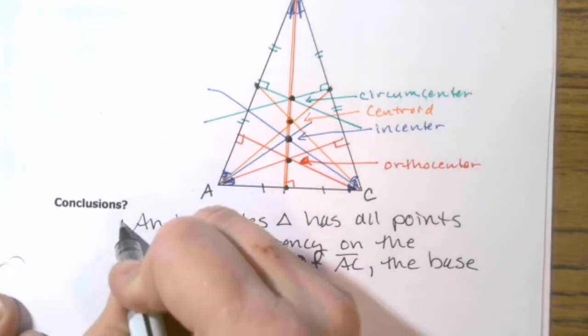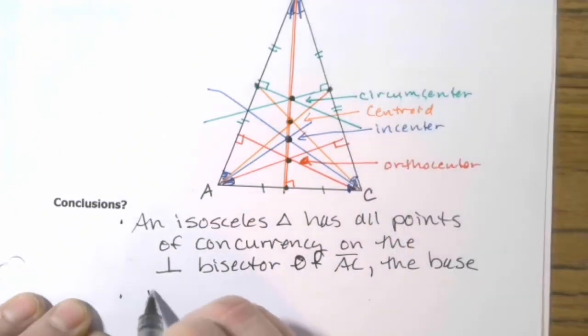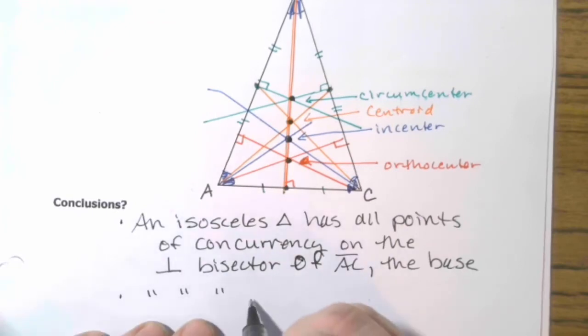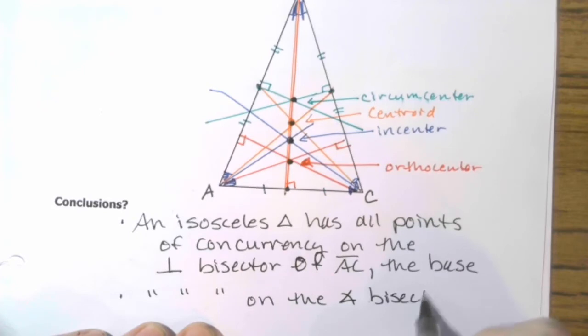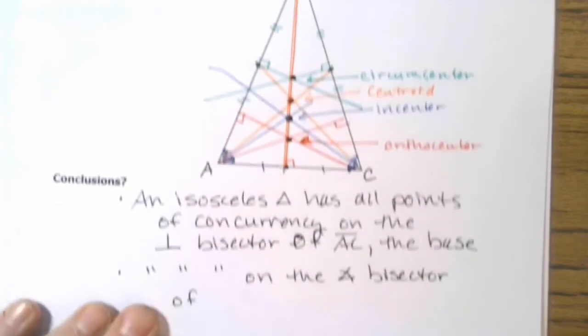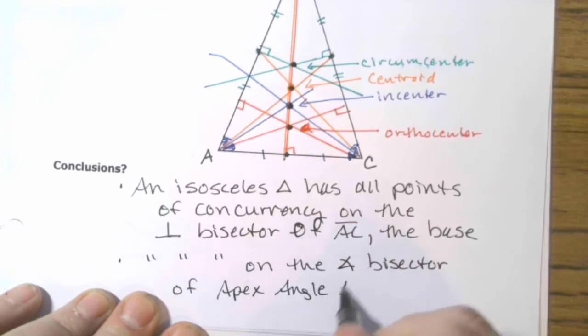You could also say that all of them are on the angle bisector. So all the points of concurrency are on the angle bisector of apex angle A.